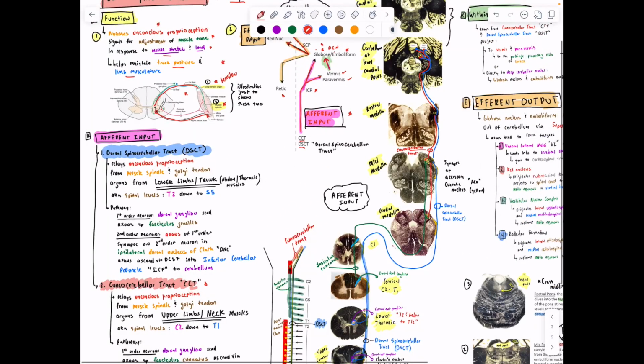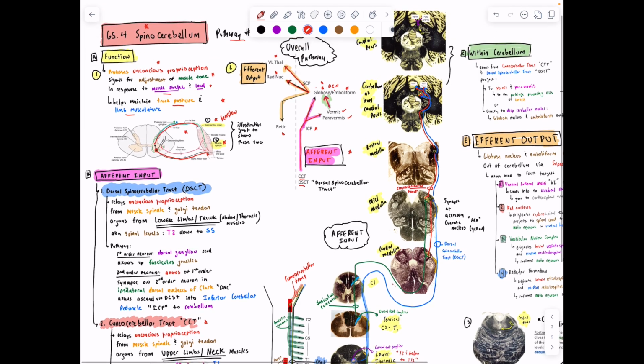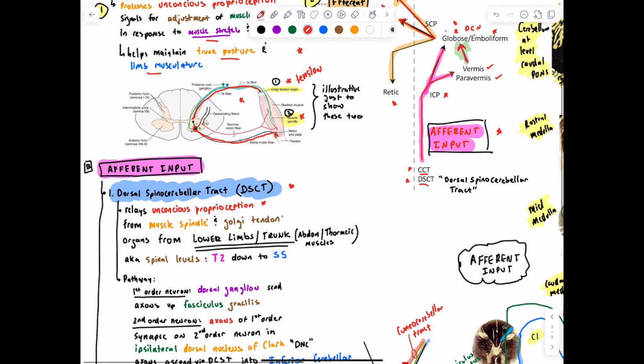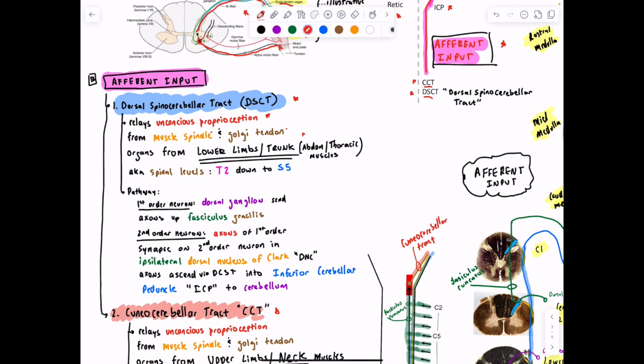All right, so incoming into this whole system to the cerebellum, we have this unconscious proprioception information, and it comes via 2 different tracts. It's annoying that these have 2 different names because they really follow the same pattern, but let's get right into it. The dorsal spinocerebellar tract, that's this one. It's relaying unconscious proprioception from the muscle spindle and Golgi tendon organs: Golgi tendon for tension, muscle spindle for load. And it's coming from the lower limbs and trunk.